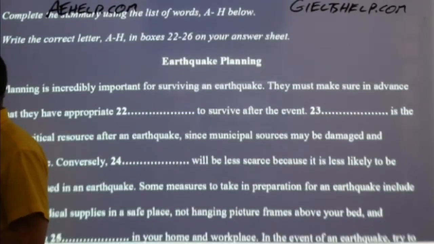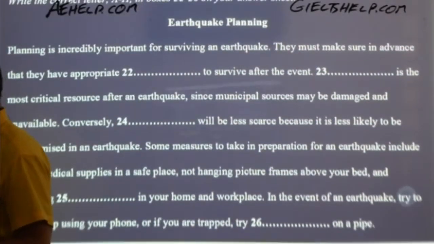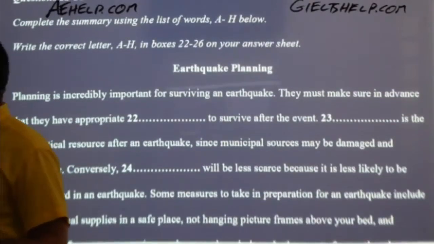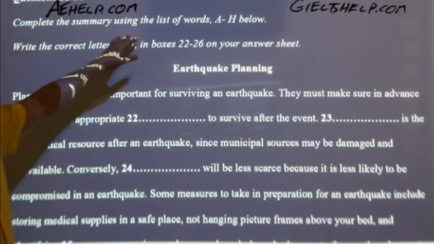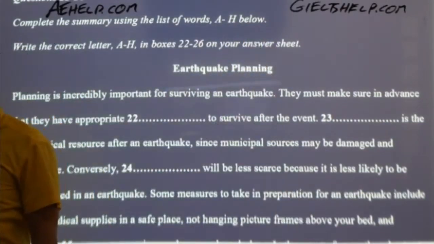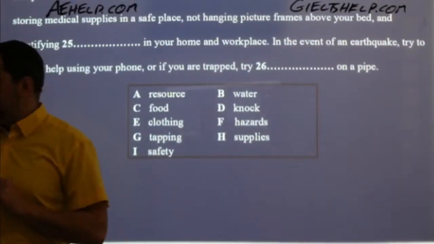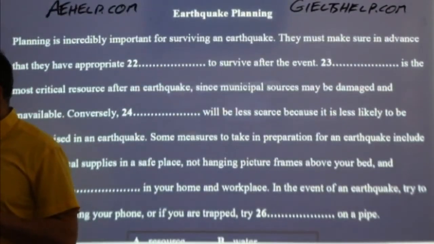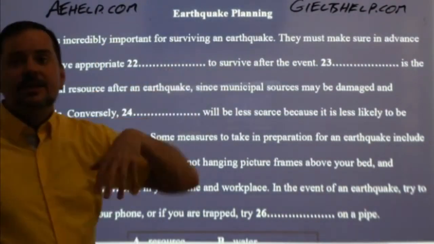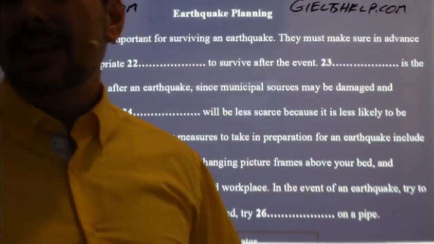Okay, and then here I have kind of summary type question. So it says complete the summary using the list of words A to H below. So I have a list of words A to H. I don't need those right now, but I can definitely read the summary because, again, this summary is really helpful. Okay, this gives me, it's kind of like an abstract.